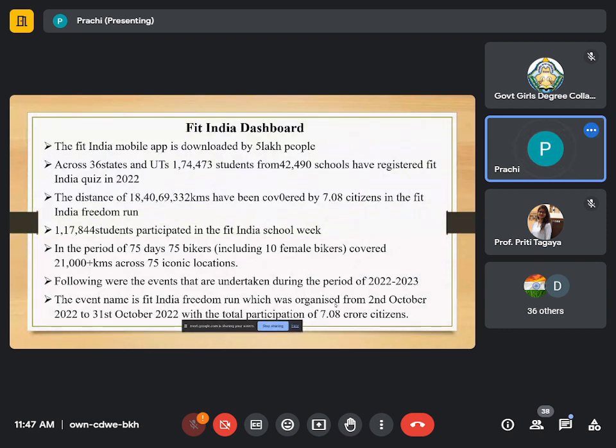Citizens have also run the Fit India Freedom Run and covered the specified limits. Fit India School Week is also organized for schools and students, and 1,17,000 plus students have participated. A bikers rally was also organized where 75 bikers, which included 10 female bikers, covered 75 locations and more than 21,000 kilometers. Fit India Freedom Run was also organized in the year 2022, where more than 7 crore citizens participated.